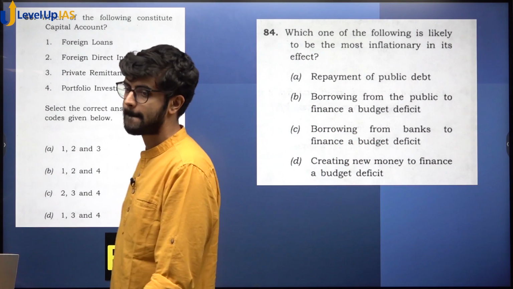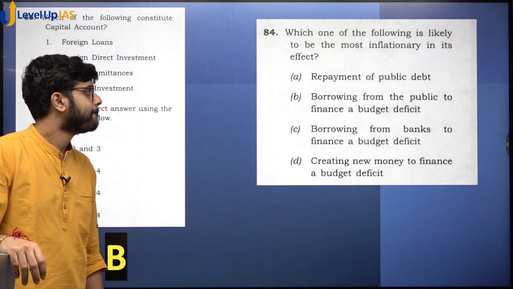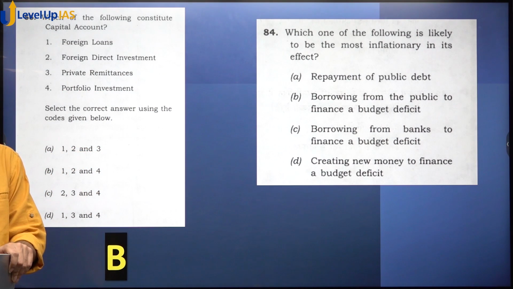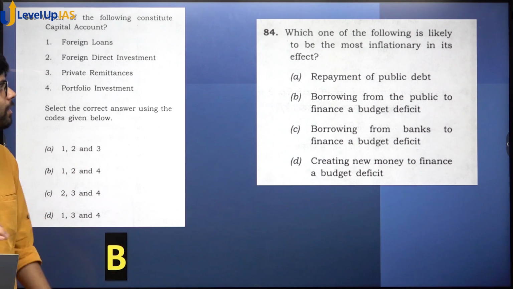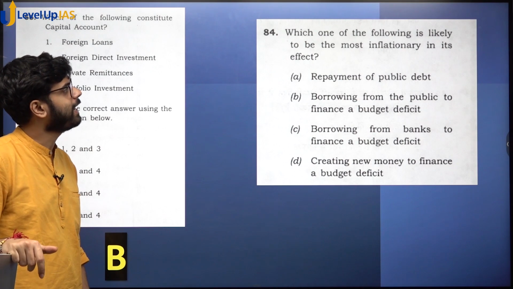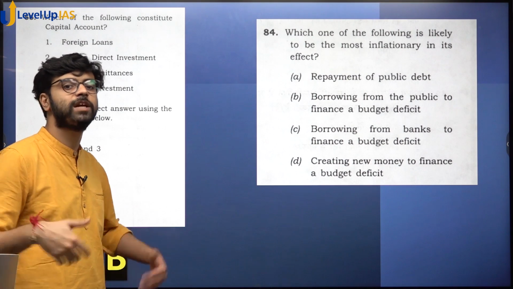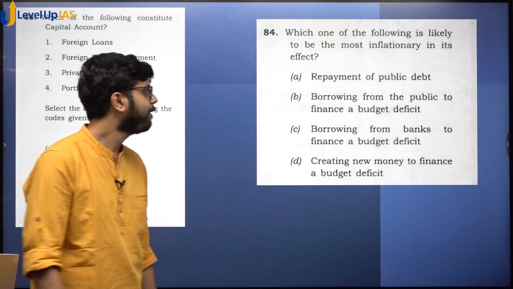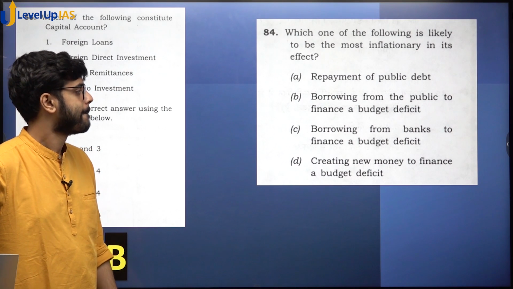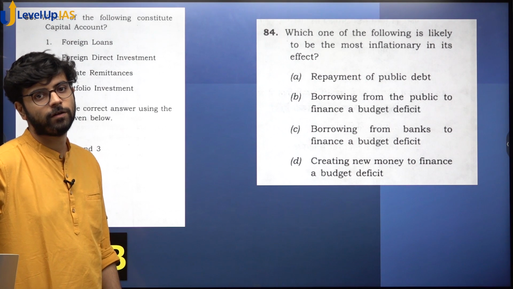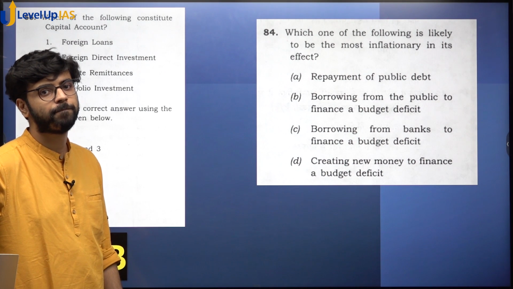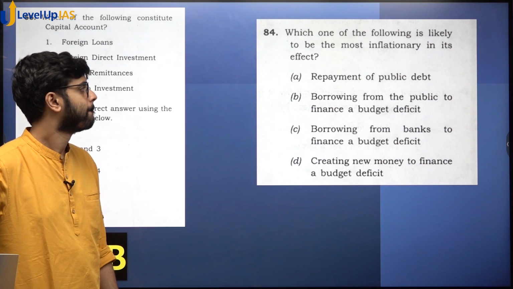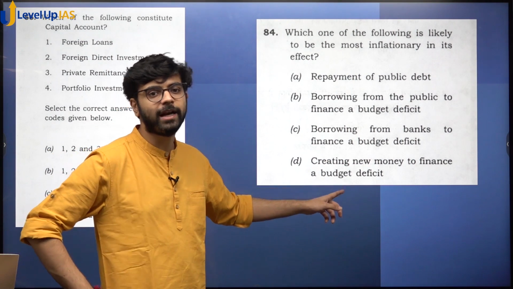Next. This is also a nice question. I like this. Which one of the following is likely to be the most inflationary in its effect? Most inflationary means maybe one or more are inflationary, but most. Tell me. What will be the most inflationary? Creating new money to finance a budget deficit.